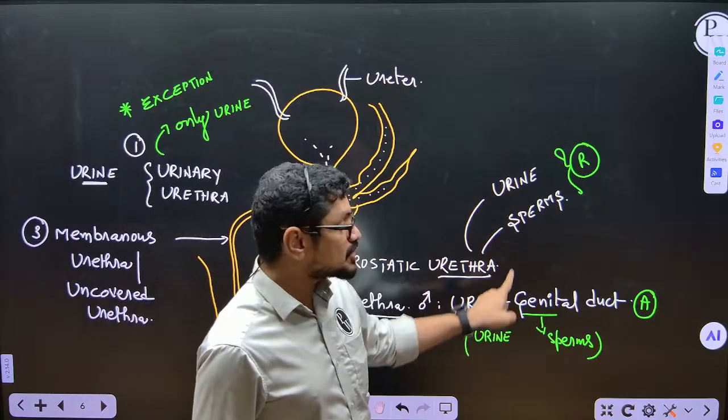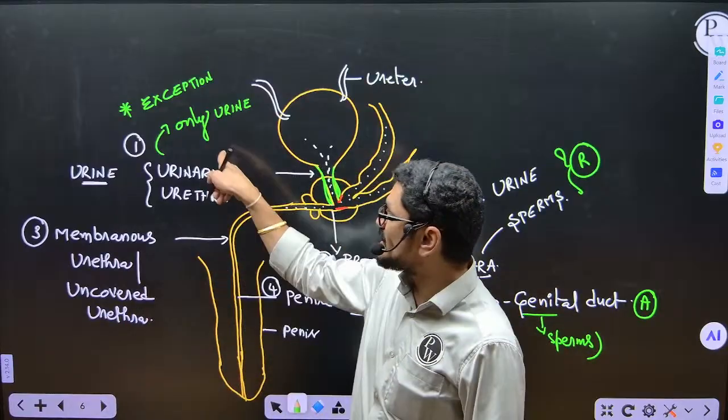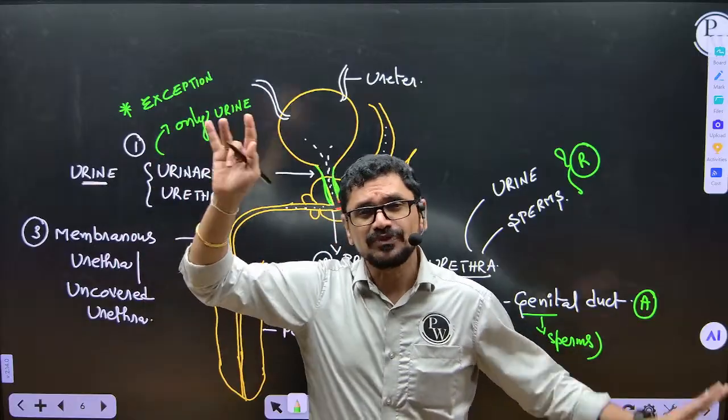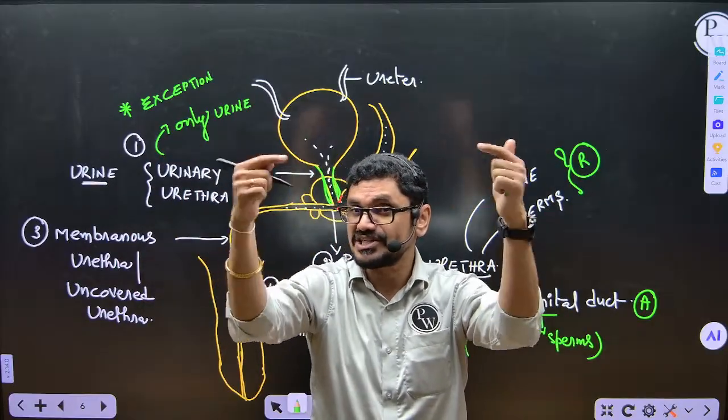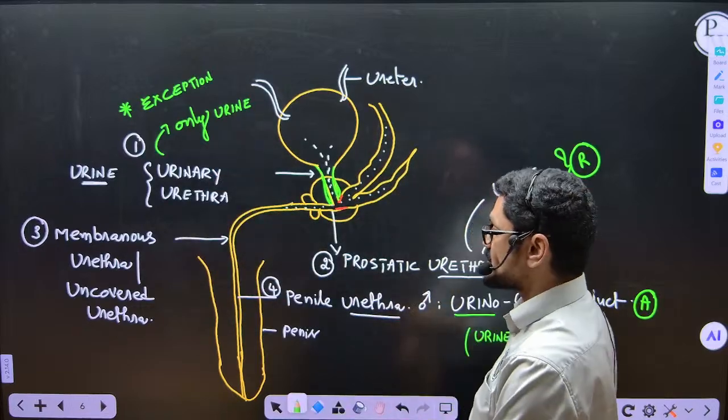See, urethra is called urinogenital duct. It carries urine and sperms, but this part is not carrying both. So don't think this statement is false. This statement is correct, but this is an exception. You should not consider an exception in the general statement. So urinary urethra is the only part of urethra where only urine is present.